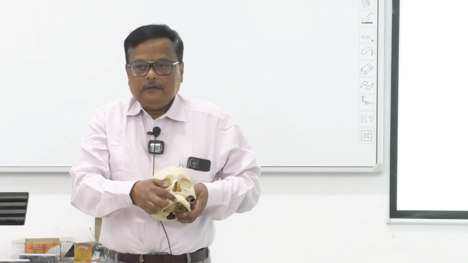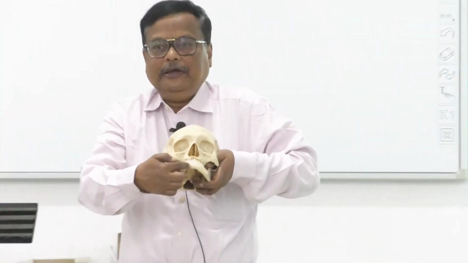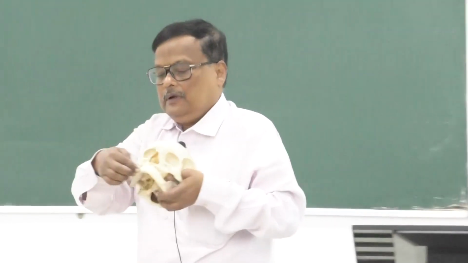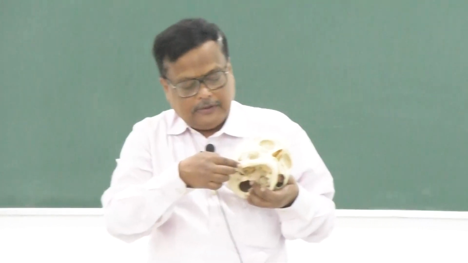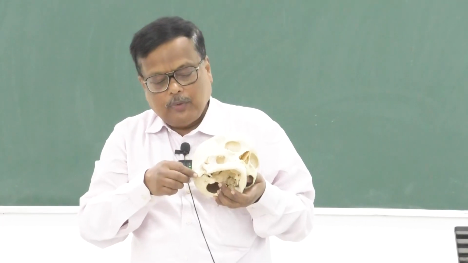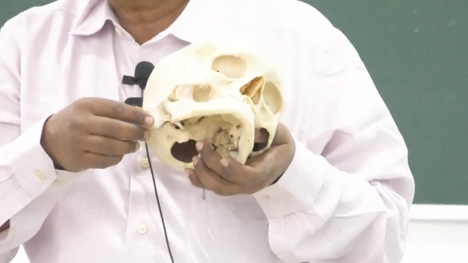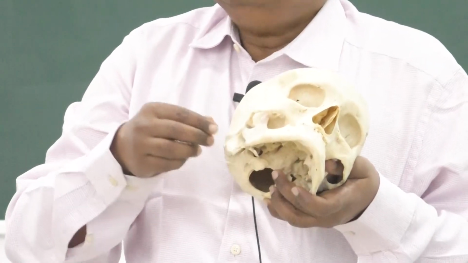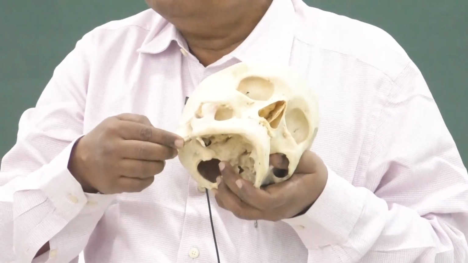So this is the symphysis menti. And this is the lower border of the mandible. This bone is known as the mandible, right? And then the bony prominence is here. It is known as the mastoid process of the temporal bone.